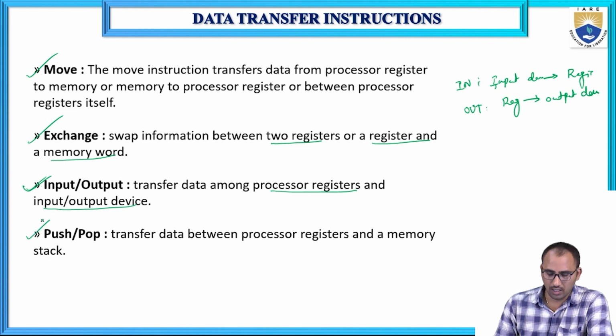And the last one is push or pop. This push or pop transfers the data between processor registers and a memory stack. So between the registers and the memory stack, the push and pop instructions are used to transfer the data. So these are the different data transfer instructions.